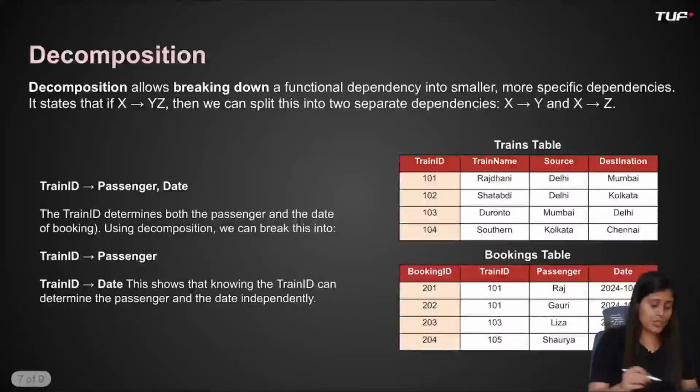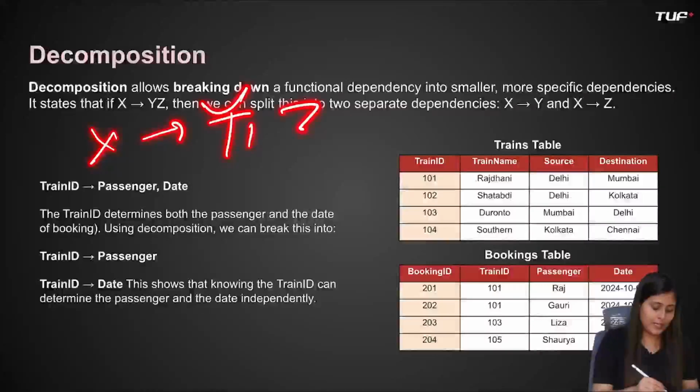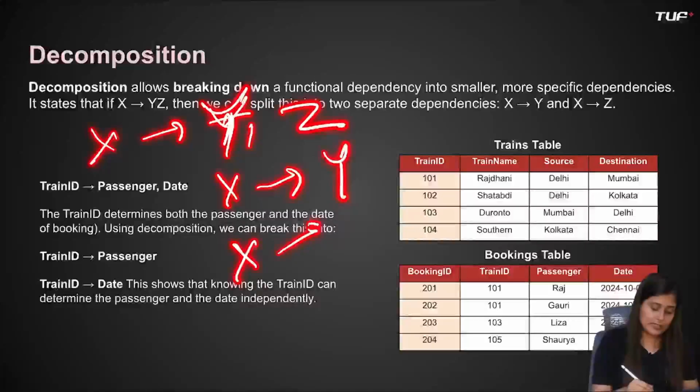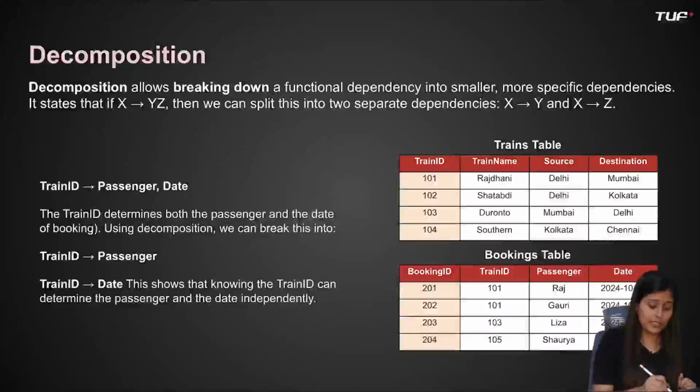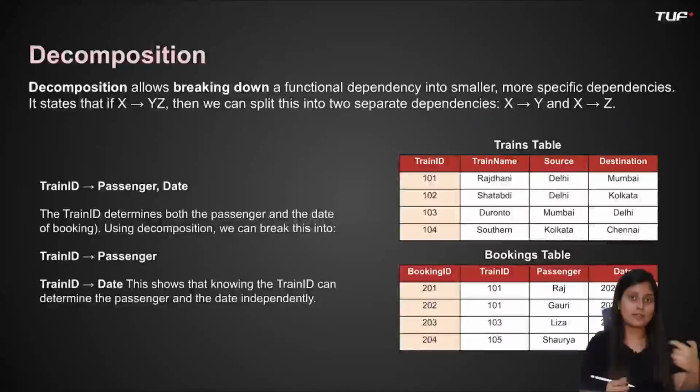Next is decomposition. So breaking down a functional dependency into smaller ones for more specific dependency. Like if we are saying X can determine Y and Z, right? So basically we can say X can define Y and X can define Z also. This is what dependency means. When we are confused in these two attributes, then we can decompose it, basically break down to understand more clearly.